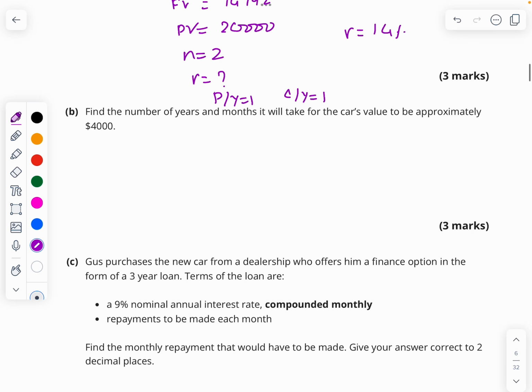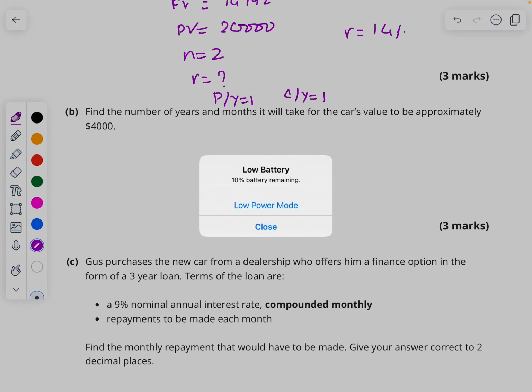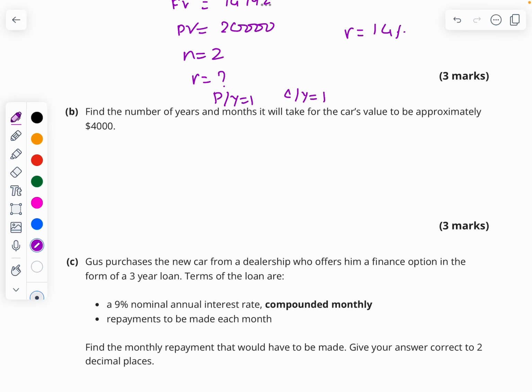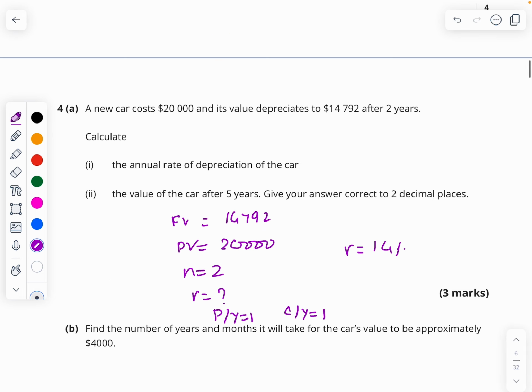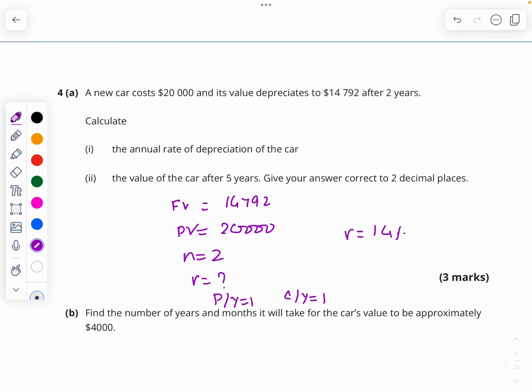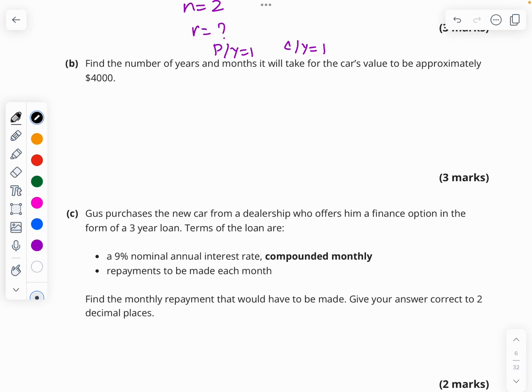Find the number of years and months it will take for the car value to be approximately 4,000. So in part 2 there is also the value of the car after 5 years, giving your answer in 3 significant figures. So for this part, what am I going to do? Principal value is 20,000. Then R equals 14%, N equals 5. Then future value you should be getting 9408.54.